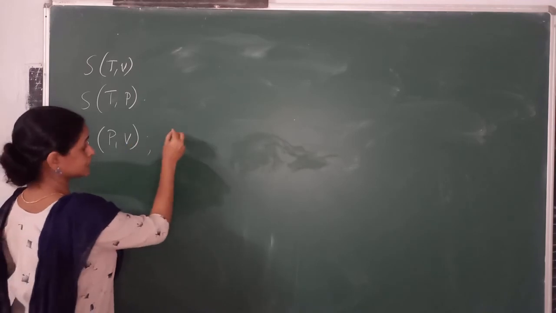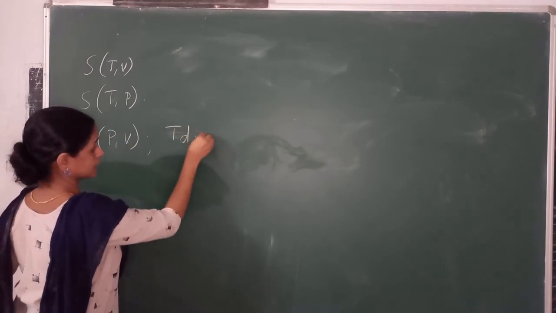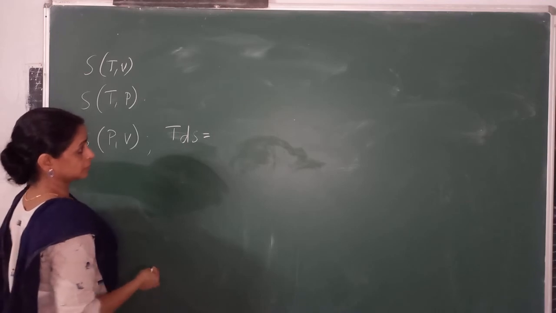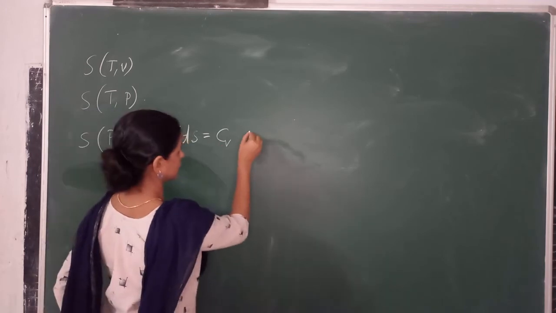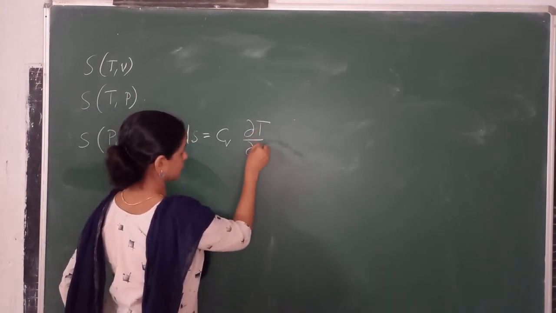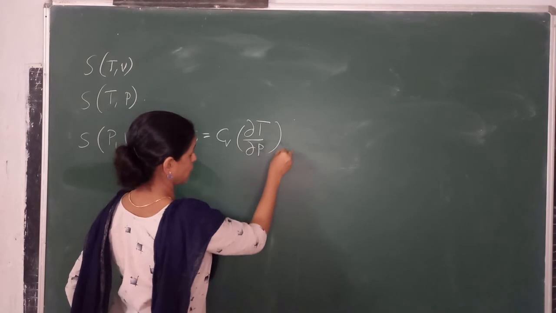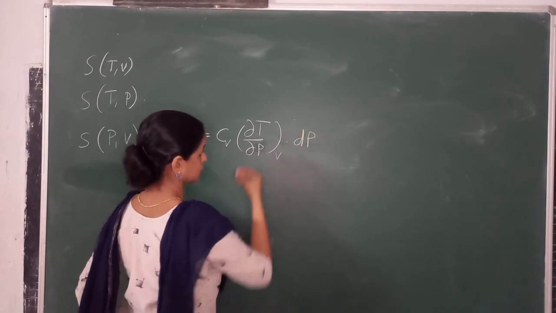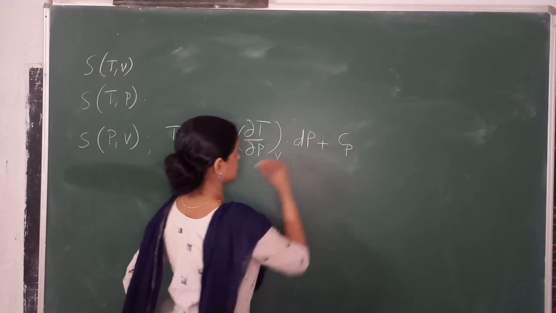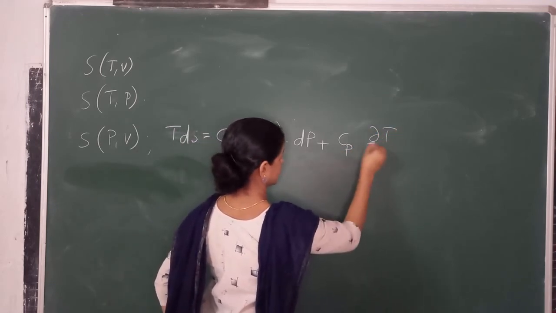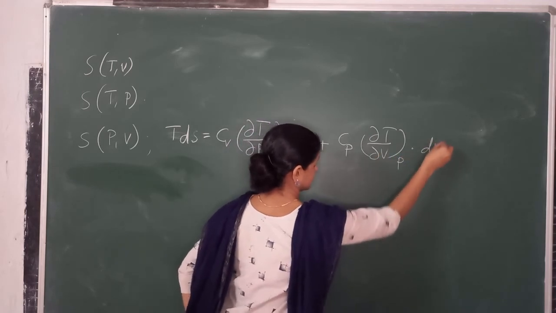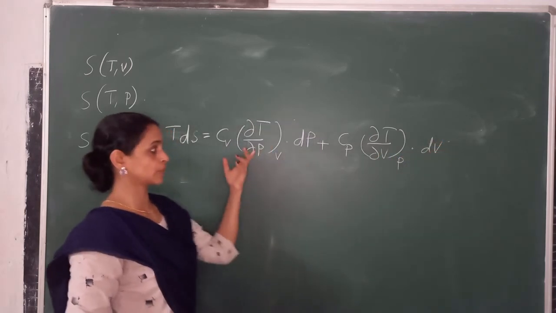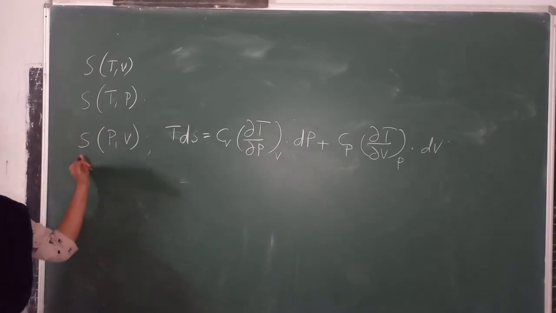So the third TdS equation is TdS equal to Cv into (∂T/∂P) at constant volume into dP plus Cp into (∂T/∂V) at constant pressure into dV. This is the third TdS equation. This you have to derive taking S as a function of P and V.